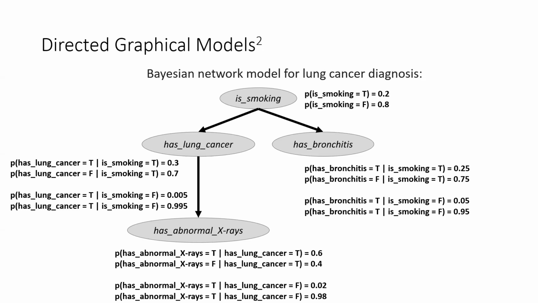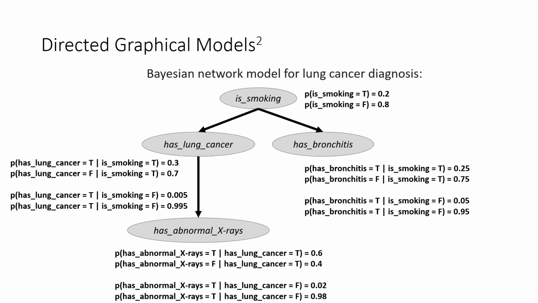Which is actually a little bit high, but let's assume that we are in a world with heavy smokers. So then I'm going to define the probability distributions of has lung cancer. This variable depends on whether the person is smoking. So we need to define a conditional probability distribution, which is the person has lung cancer given that the person is smoking.